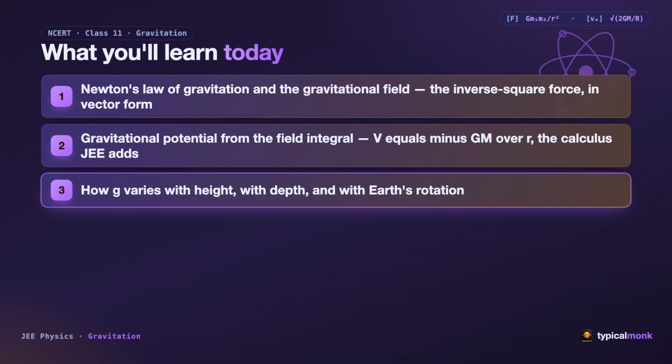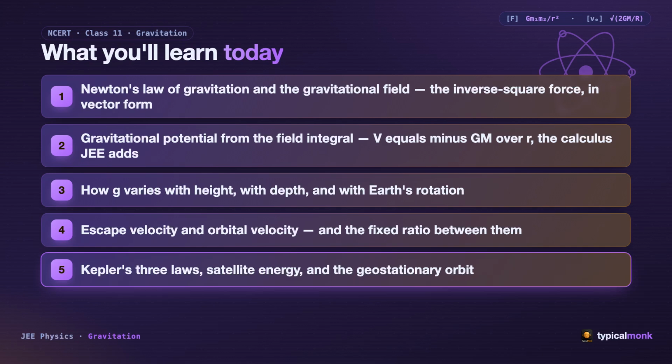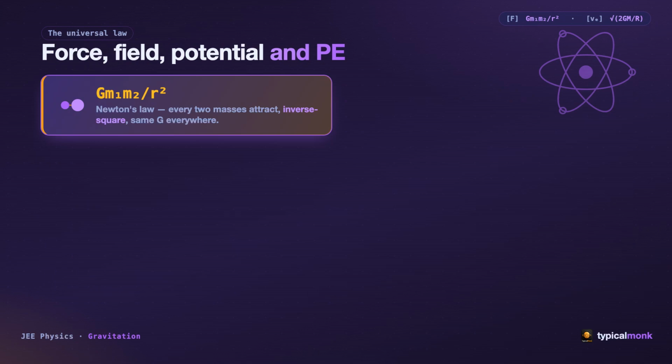Third, exactly how g changes with height above the surface, with depth below it, and with the spin of the Earth itself. Fourth, escape velocity and orbital velocity, and the fixed ratio that quietly connects the two. And fifth, Kepler's three laws, the energy carried by a satellite, and the special case of a geostationary orbit. Ready? One idea at a time. Let us start with the law itself.